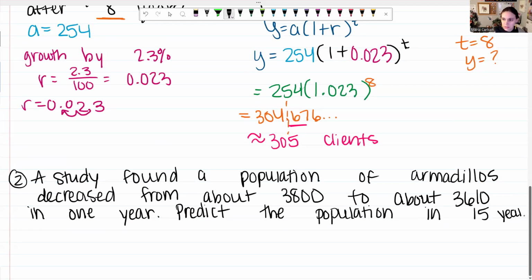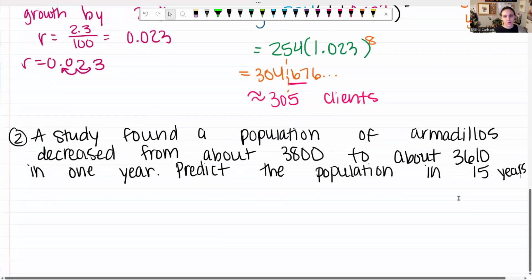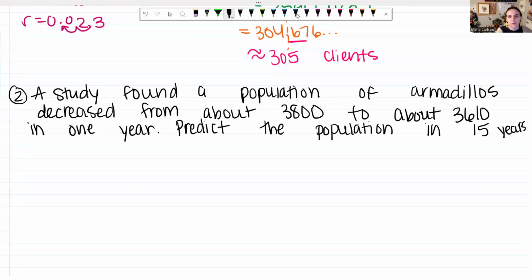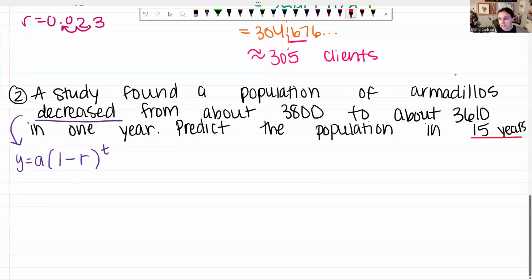All right. So of course, we're assuming that this is constantly decreasing at the same rate. So this is kind of a prediction because it's probably not going to be constantly decreasing at the same amount, but I don't even know what the rate that we're decreasing by is. I just know that we're decreasing. So the exponential decay formula I'm going to use to help me here is y equals a times 1 minus some rate to the t power. And I actually already know t is going to be 15.